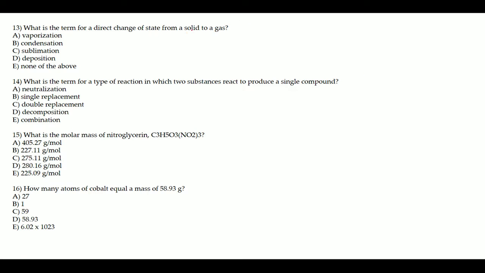13, solid to a gas. We talked about this with dry ice. It sublimes. So sublimation. Type of reaction in which 2 substances react to produce a single compound. So 2 things come together to make a product. C. So that looks like a combination.